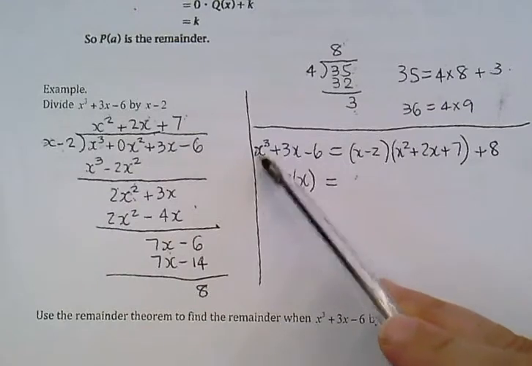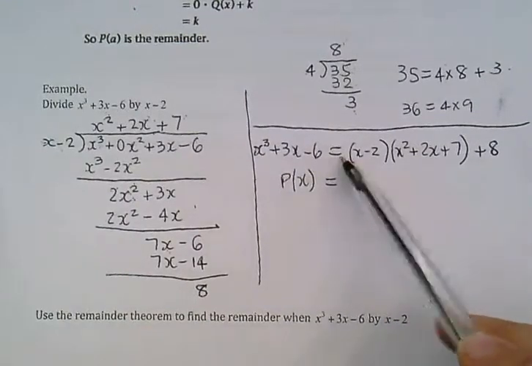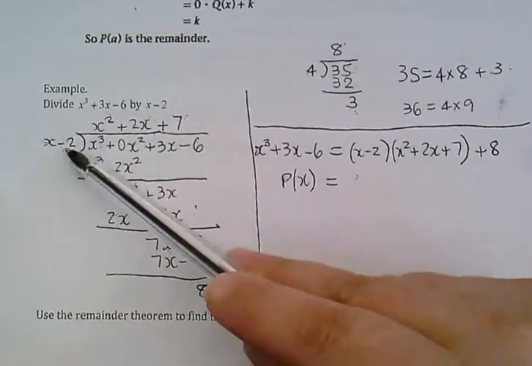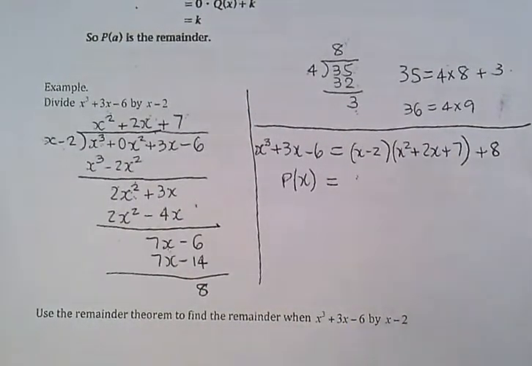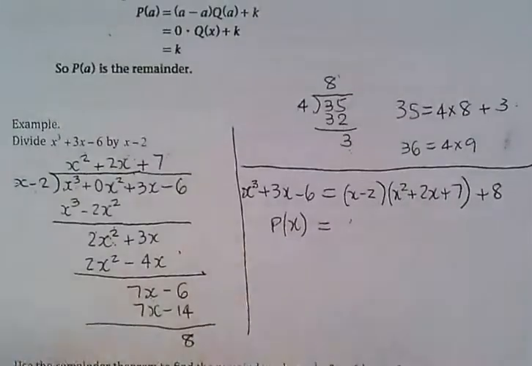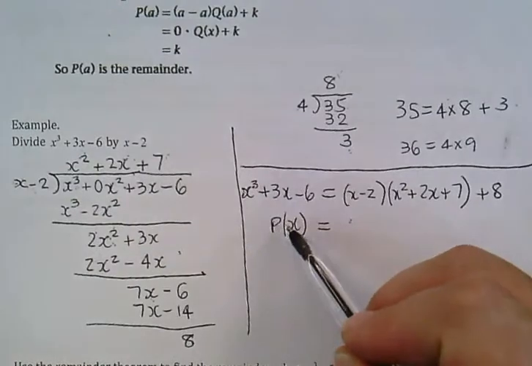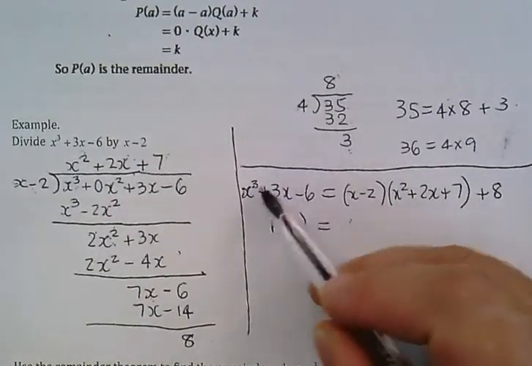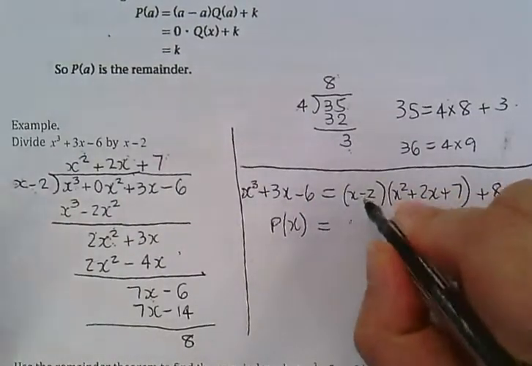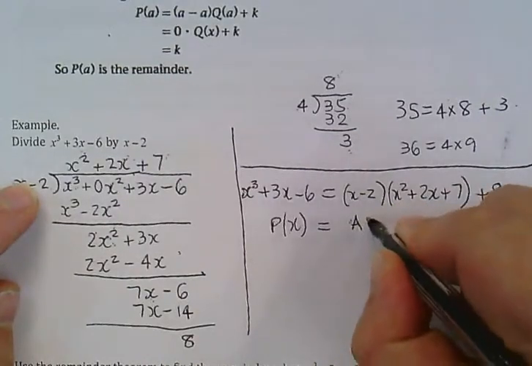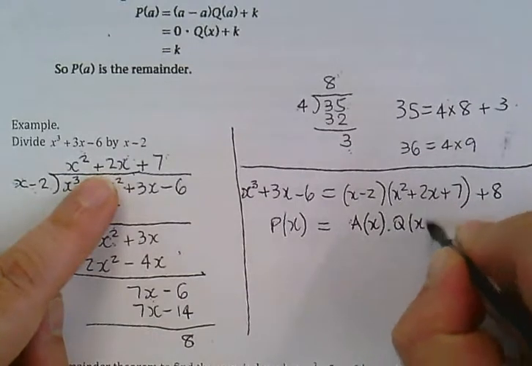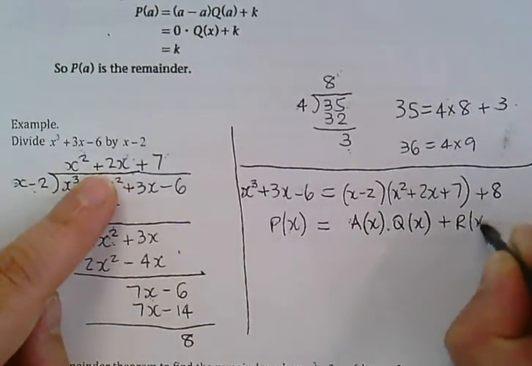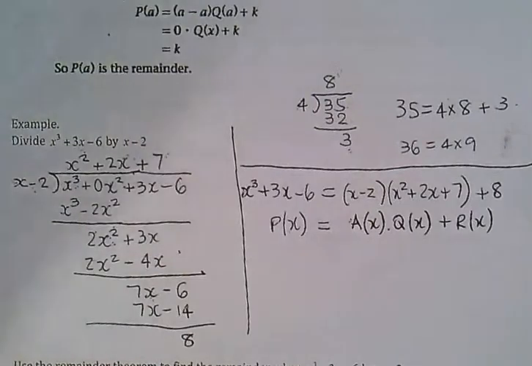So therefore we can say that x cubed plus 3x minus 6 equals x minus 2 times x squared plus 2x plus 7, plus 8. In that format, this is the polynomial, your dividend. This is our divisor, so p(x) equals a(x) times, this is our quotient, the result of our division, plus our remainder. Remember we did that last lesson.